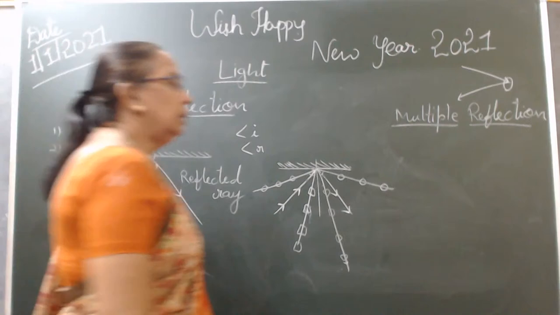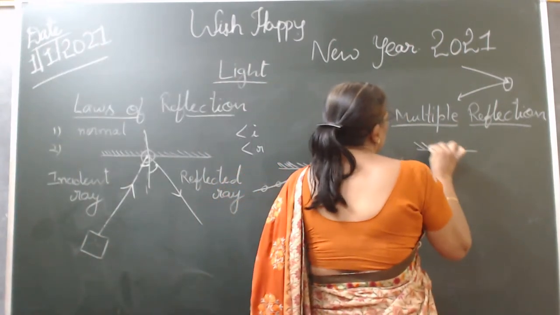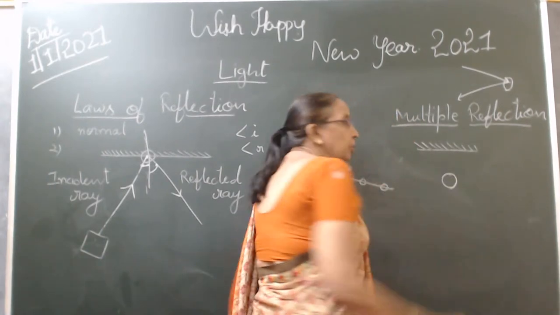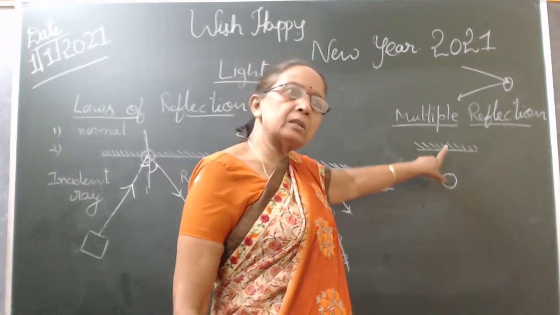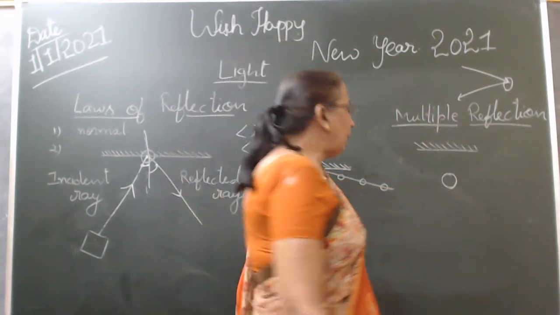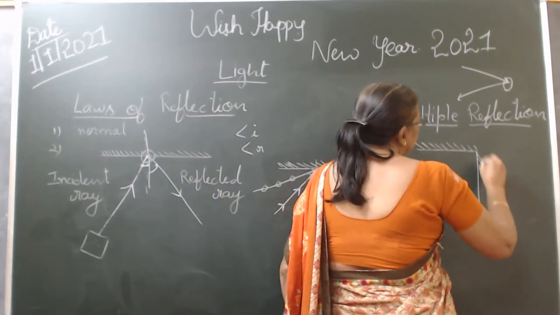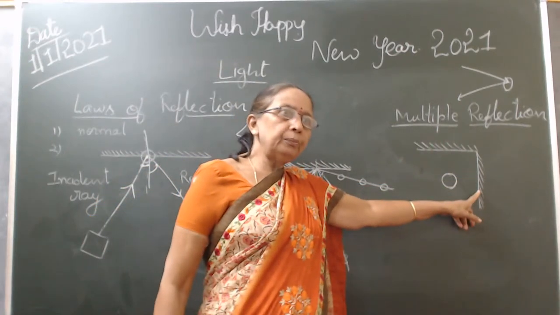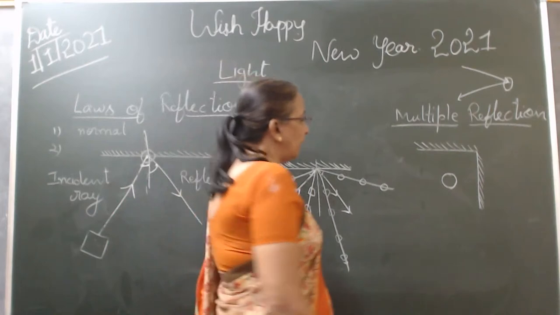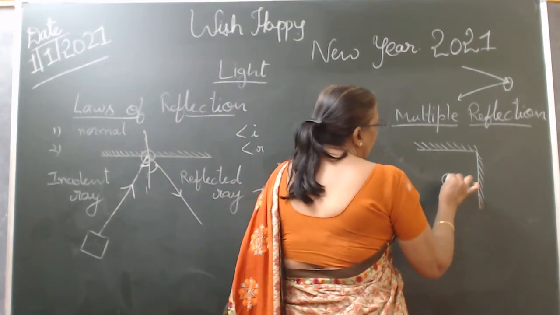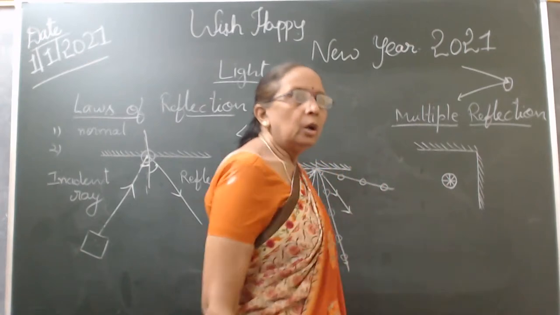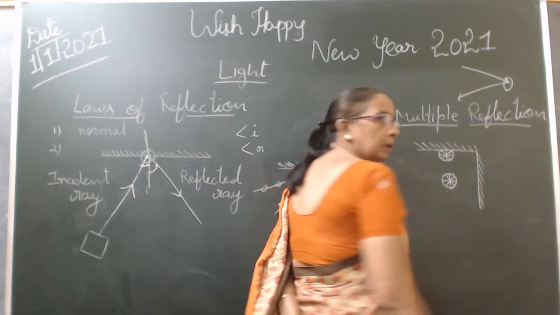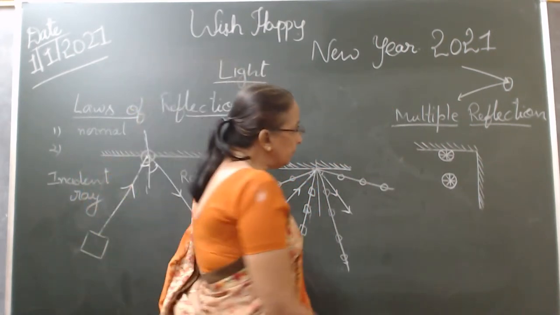Now here, one mirror is there. Here one object is there. So obviously you will get the image of this object on the mirror. If I keep one more mirror here, then you will get the image here also. What happens in these cases? This object I will mark as it is here. It will form an image on the mirror. Understand? Okay. Now what happens?